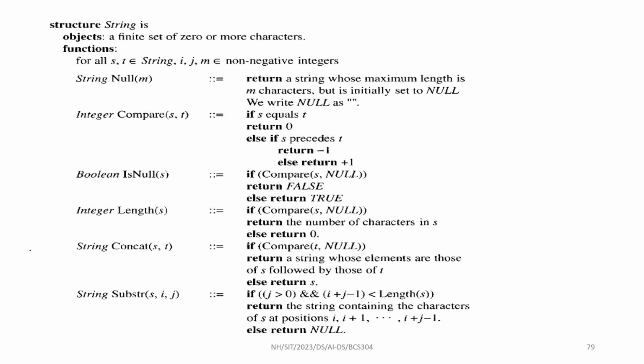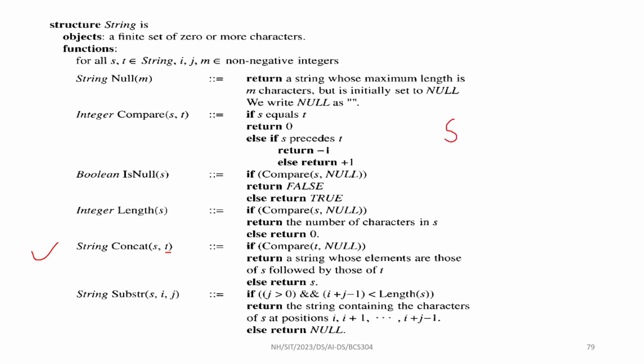Next, we'll go for the concatenation operation. You're going to attach, append, or join T after S. First, if T is null, T is not there, you're going to return S only. If T is null, just return S itself because nothing is there to concatenate. Otherwise, first S will come, then T will come.